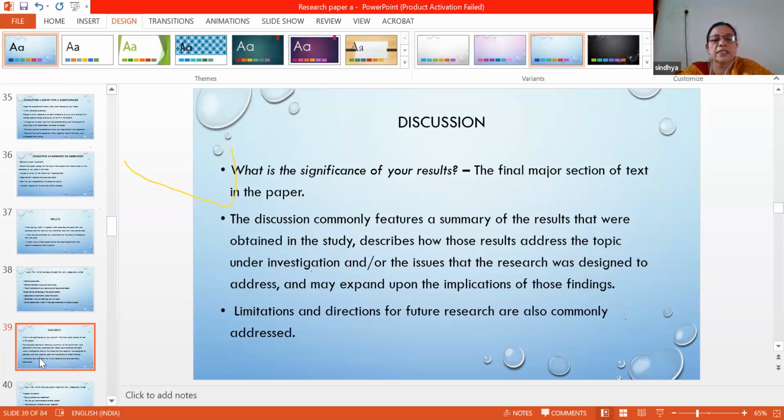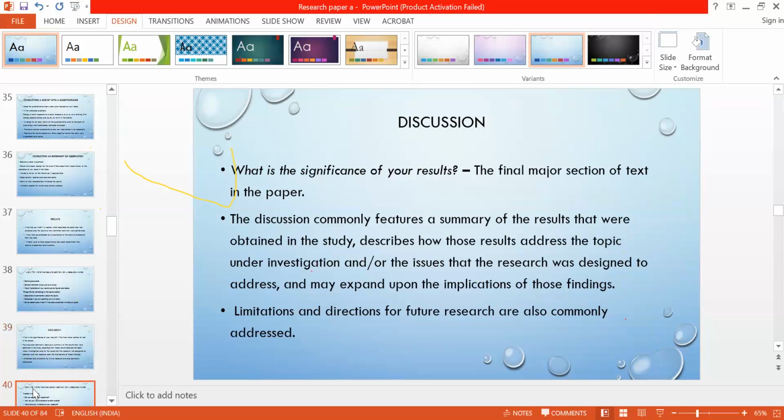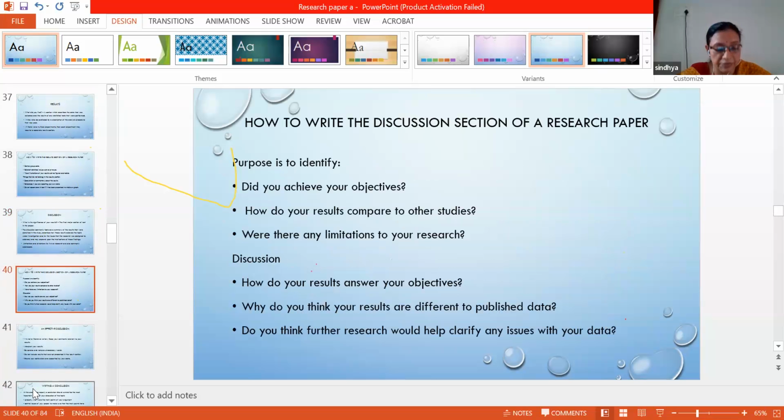So the discussion is undertaken for expanding the knowledge with respect to comparison with previous studies, the educational implications, and how it is useful for future researchers. All these can be explained in the discussion section. Limitations and directions for future research are also addressed during this part. So if our research has certain limitations, when the investigator feels some limitations during the process of data collection, you can mention them in this section.